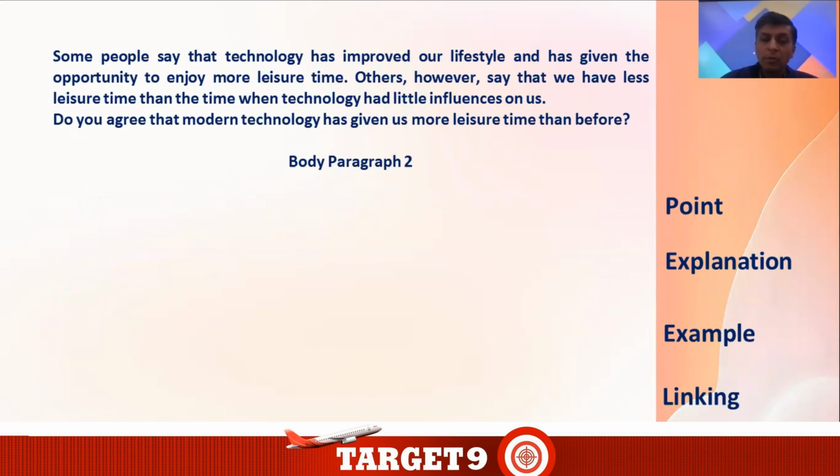In body paragraph 2, again, we'll follow the PEEL method: point, explanation, example, and linking. But here, one thing is very important. The first line, the point, we will also relate with the paragraph that we have already done, because we also need score for the connectivity, which is known as coherence and cohesion, which is 25% of your weightage. So you can see how I have connected it.